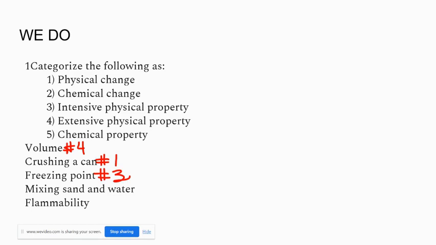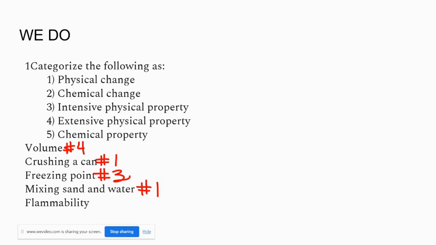Mixing sand and water. Physical change, right. We still have sand, we still have water. We could filter out that sand and have the water left behind. That is going to be a physical change. Anytime you have a mixture, mixtures are always a physical change when you create that mixture.